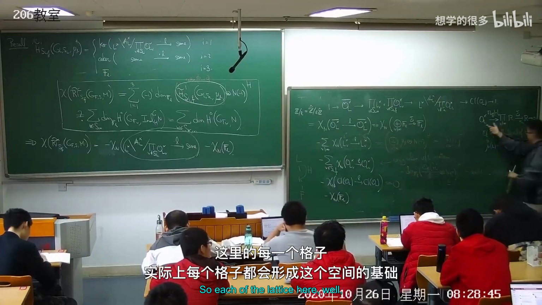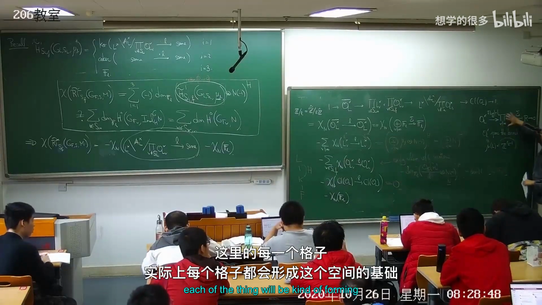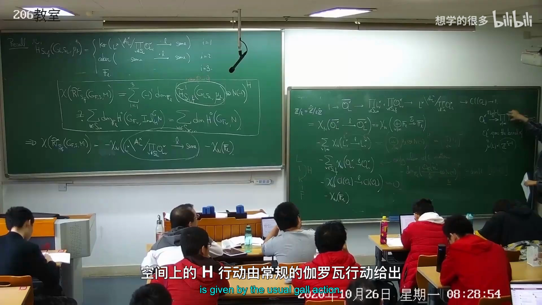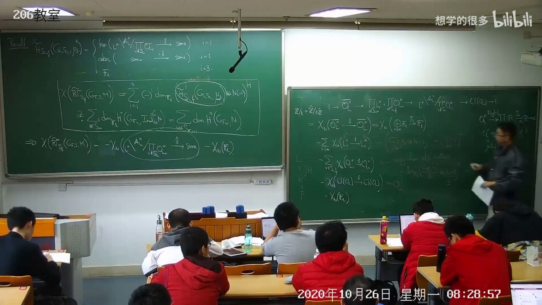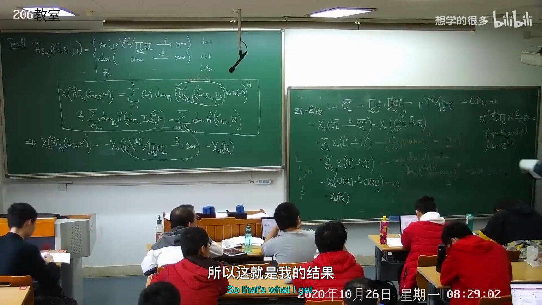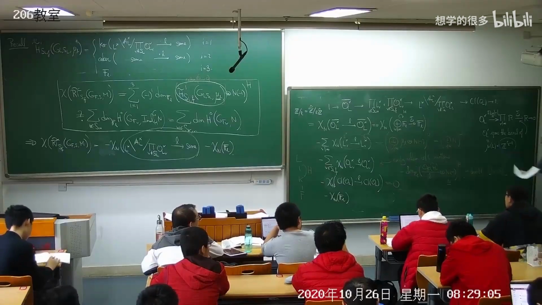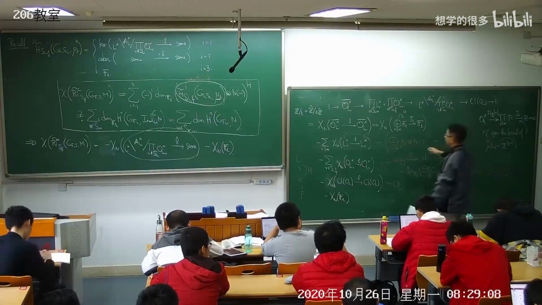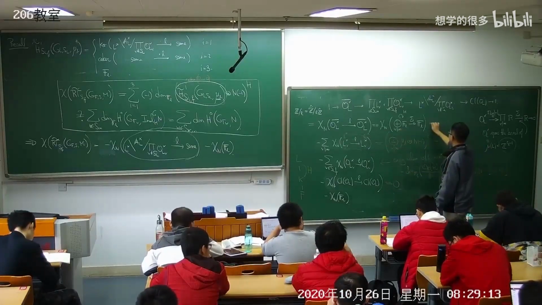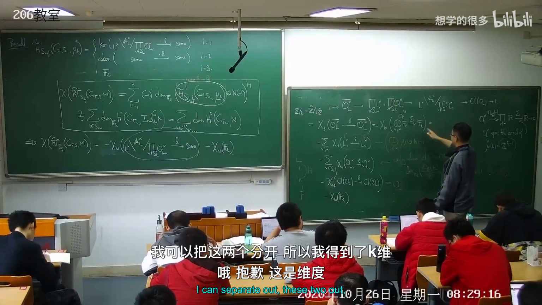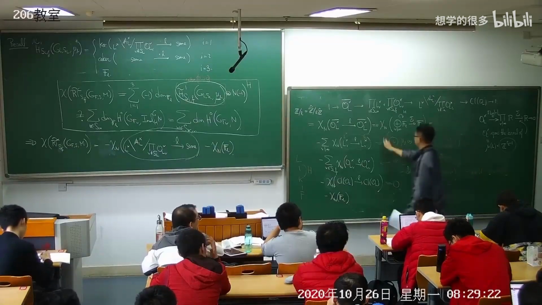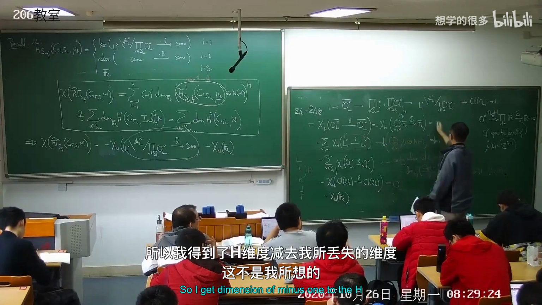Each of the lattice here, well, each of the things will be forming an R basis of this space here. The H action on this space is given by the usual Galois action. So somehow the H will act on the embeddings here. So that's what I get. And note that I'm taking a co-kernel of this one, so I get a negative sign here. I can separate these two out, so I get chi n of. Oh, excuse me, this is the dimension of. So I get dimension of.